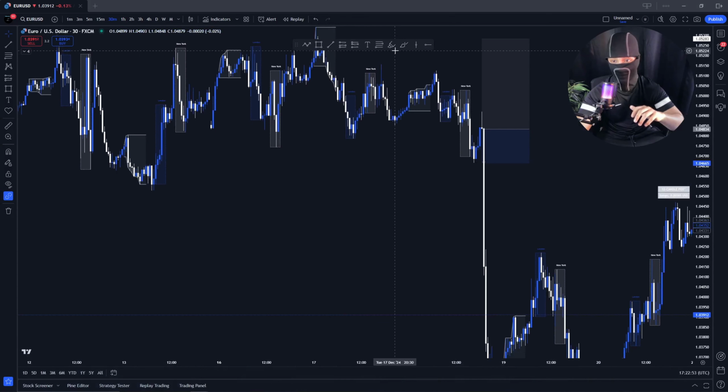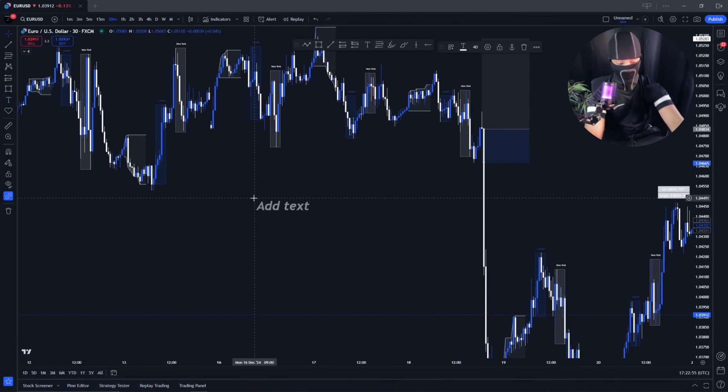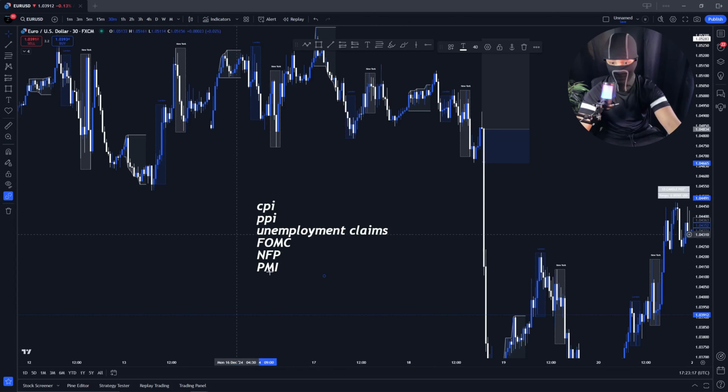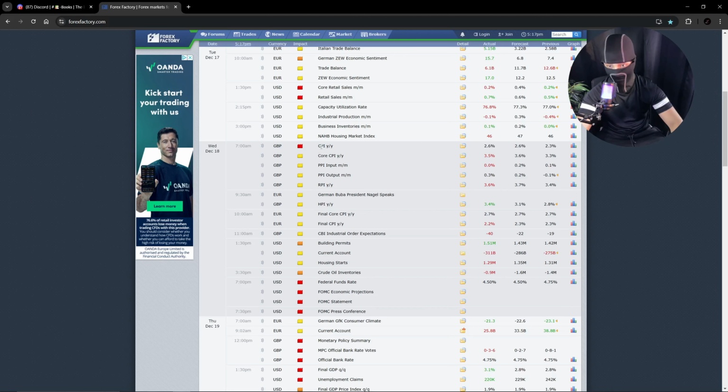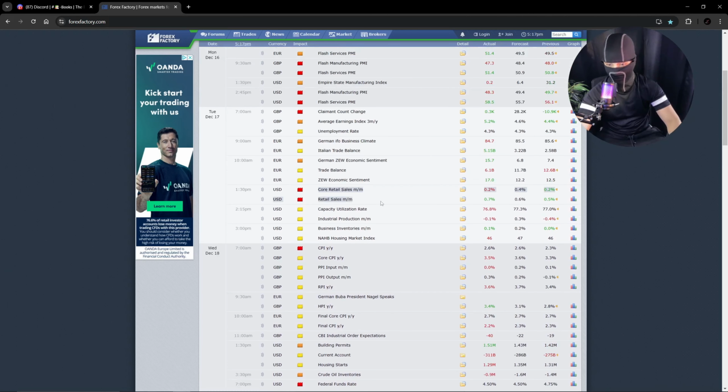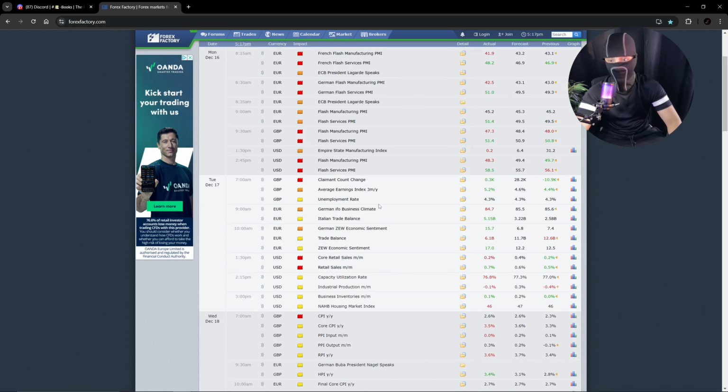Make sure you take a note of this. The major news events you want to look out for are CPI, PPI, unemployment claims, FOMC, and NFP. There's also one called PMI. I'll be honest, basically every single one of the red folder news is out there. But as you can see, this CPI red folder will do damage. These core retail sales, I've seen them move. They do move. However, they're not as detrimental as FOMC or NFP.